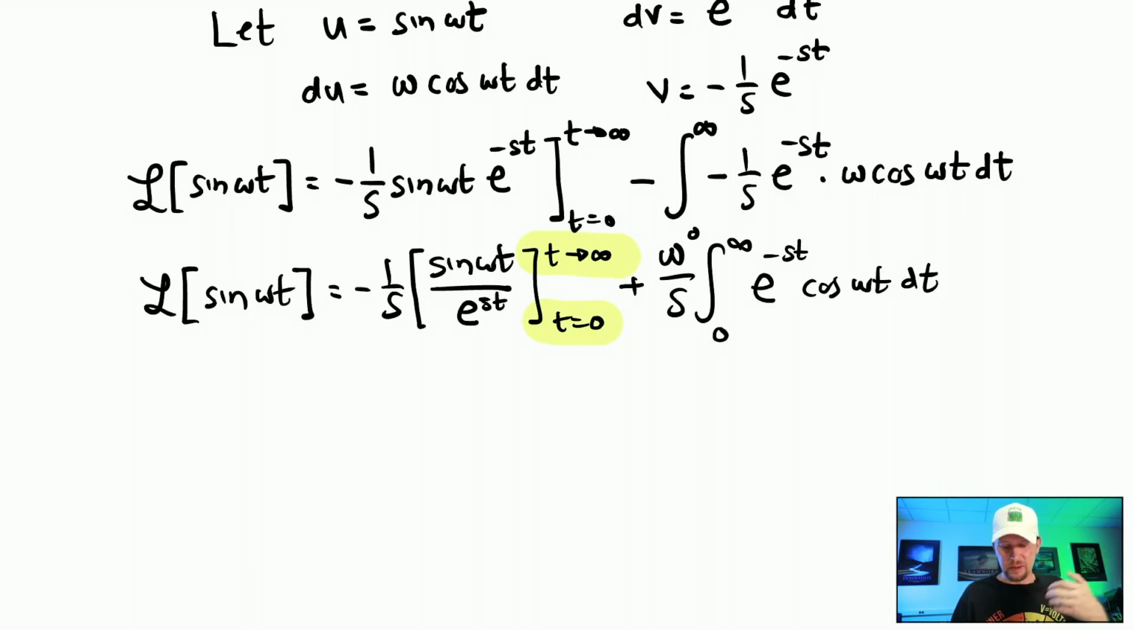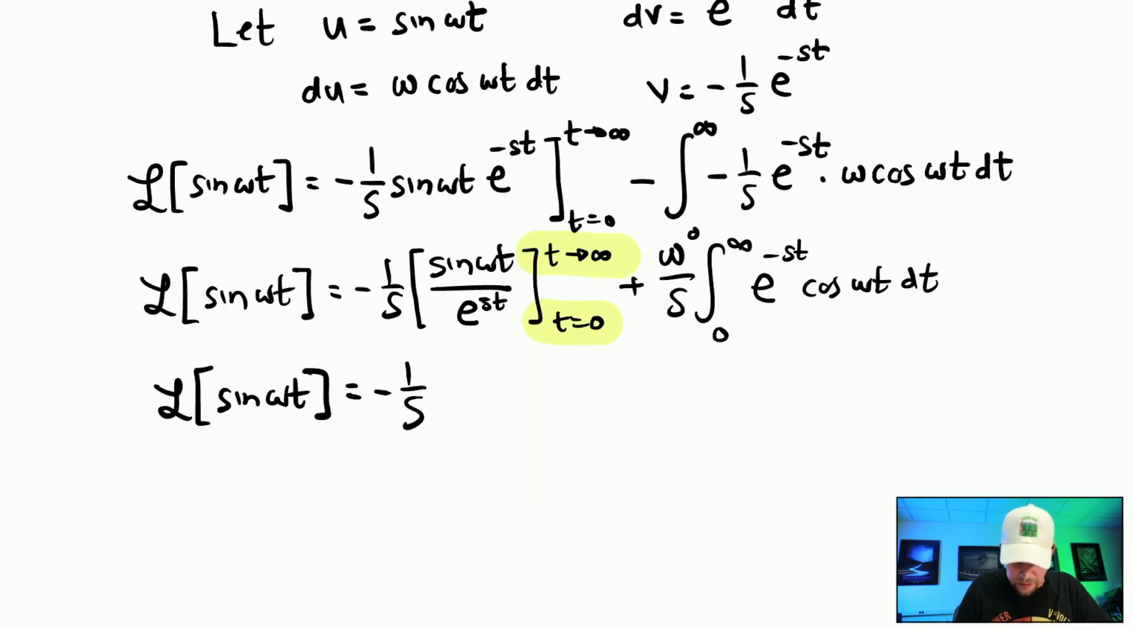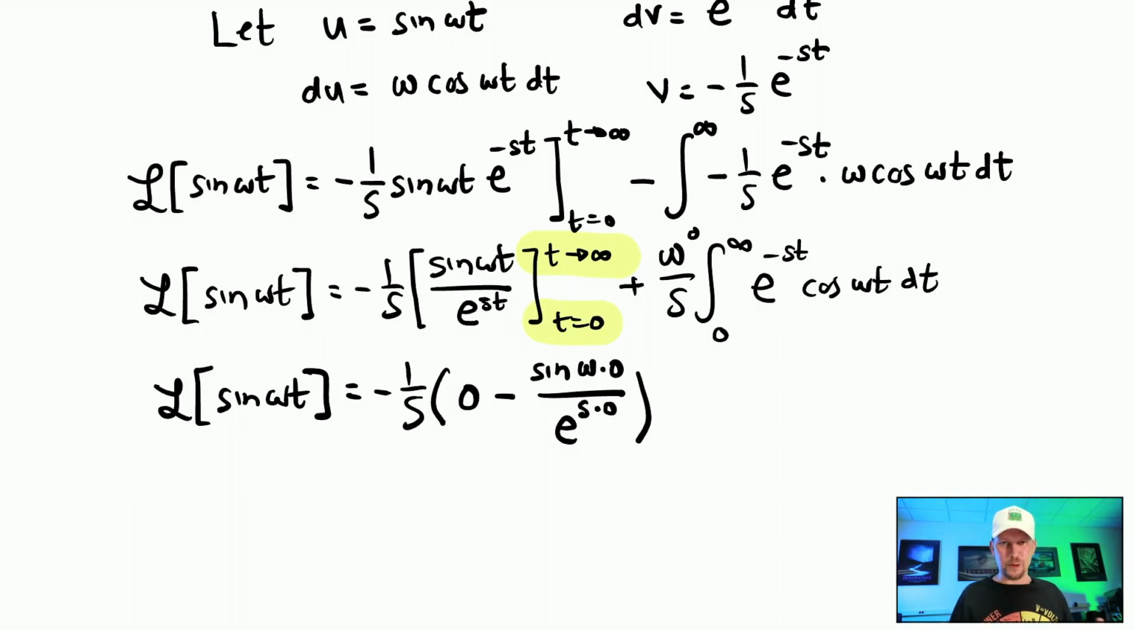The other one, we can just plug in 0 directly. So here, what we have is the Laplace transform of sine omega t is equal to minus 1 over s. Well, that limit is 0 minus sine of omega times 0 times e to the s times 0. Well, sine of omega times 0 is 0, divided by e to the s times 0, which is 1. So this whole first part, by our arguments, disappears.